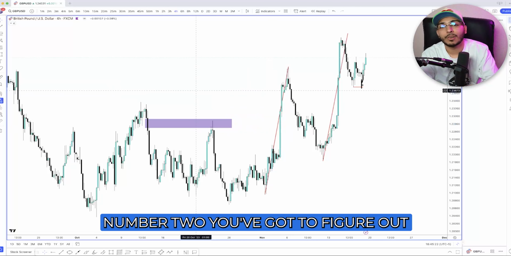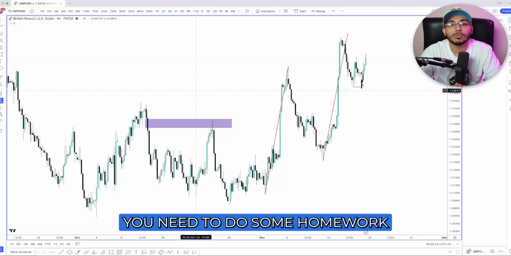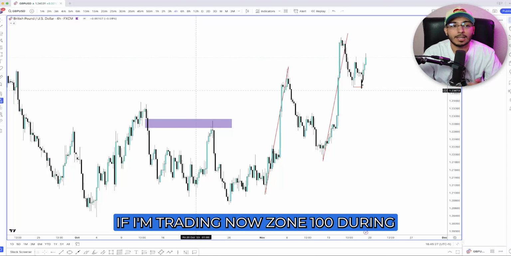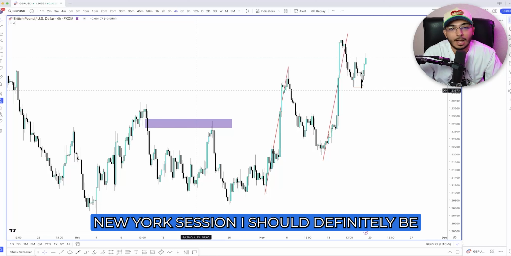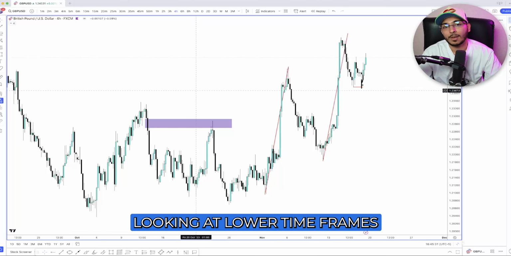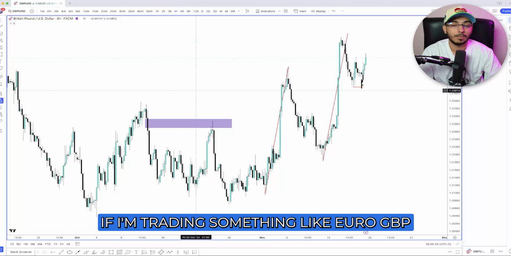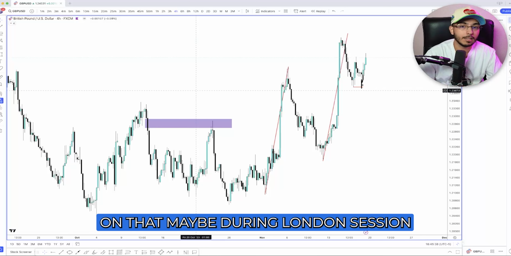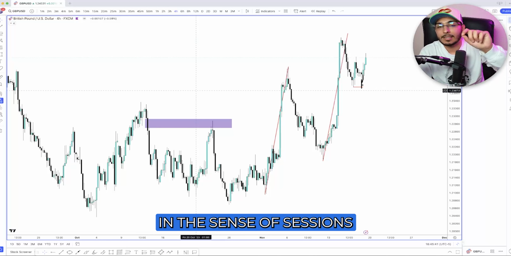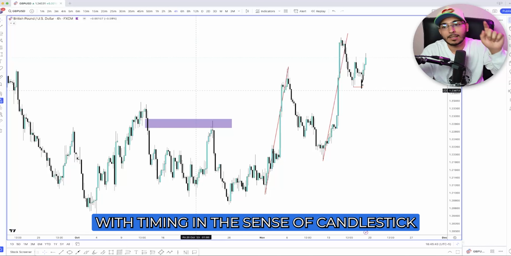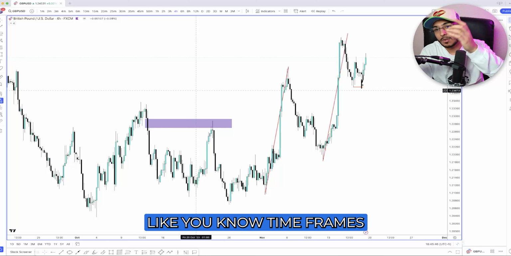Cool. Number two, you've got to figure out the currency pairs you're trading. You need to do some homework. You need to understand if I'm trading NAS 100 during New York session, I should definitely be looking at lower time frames because it moves so fast. If I'm trading something like Euro GBP that moves slow, I should be focused on that maybe during London session. You've got to correlate timing in the sense of sessions with timing in the sense of candlestick time frames.